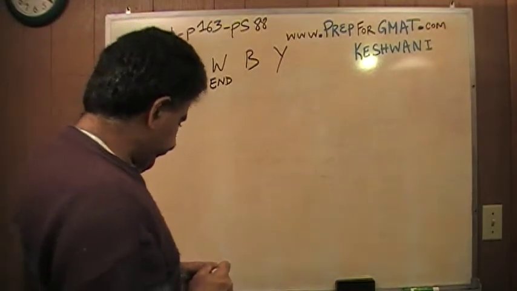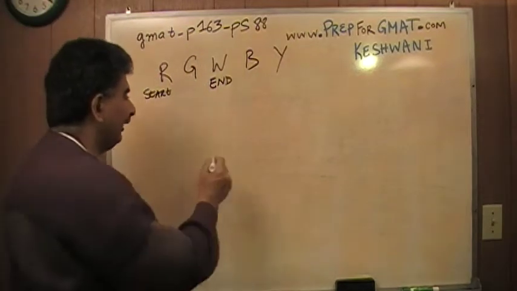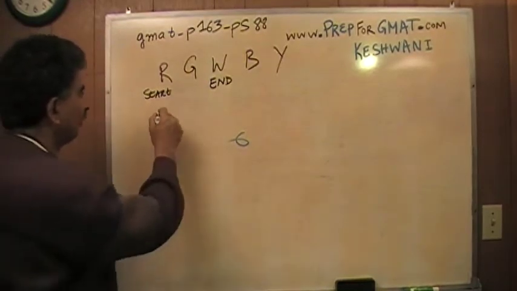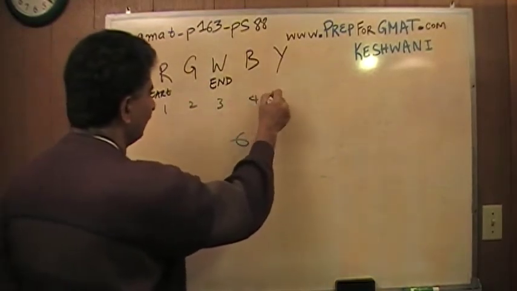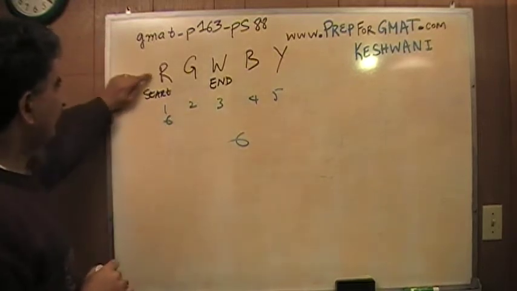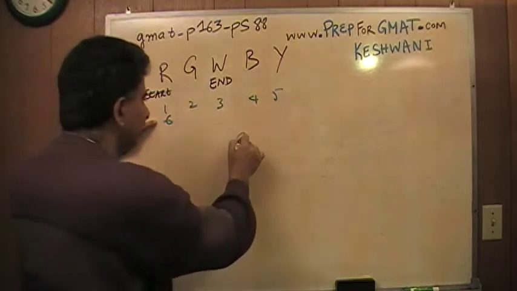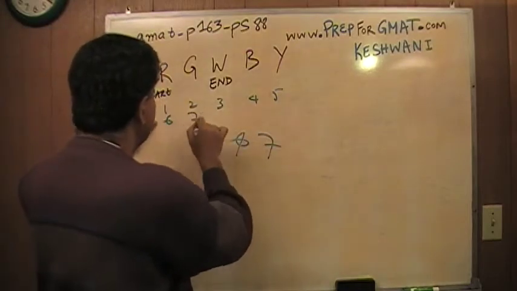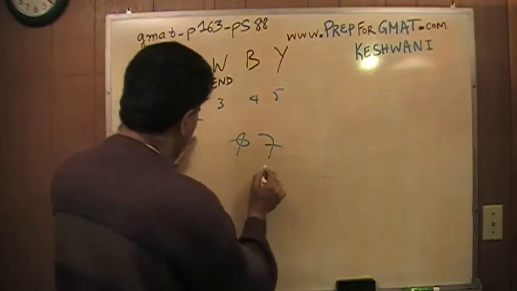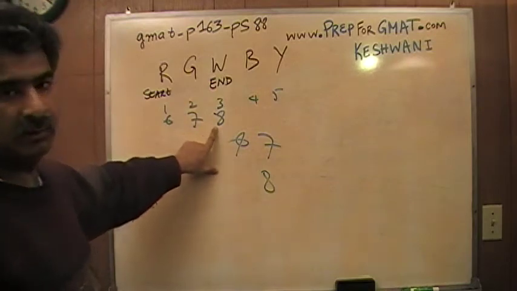Well, let's think about it for a second. Can I have 6 beads in this necklace? If I only had 6 beads, it will go 1, 2, 3, 4, 5, and the 6th bead will be this one, which means it will start at red and end at red. Can I have 7 beads? If I had 7, it will end at green. Can I have 8 beads? Yes, I can have 8, because then I will end at white, which is where I want to end.